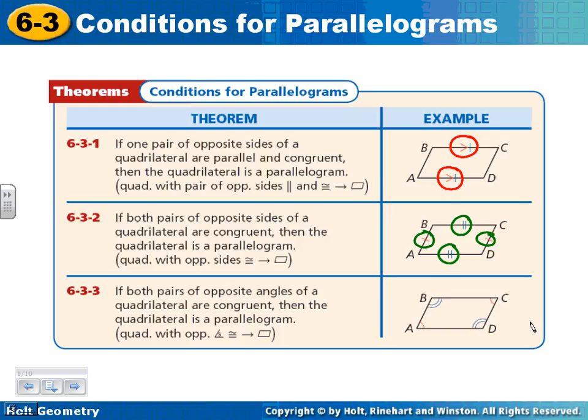The third one, if both pairs of opposite angles of a quadrilateral are congruent, then it's a parallelogram. If you look, angle A and angle C, they're opposite, so they're congruent, as well as angle B and angle D. Those opposite angles are marked with 2 arc marks. If we have that, that means that 4-sided figure, that quadrilateral, is a parallelogram.